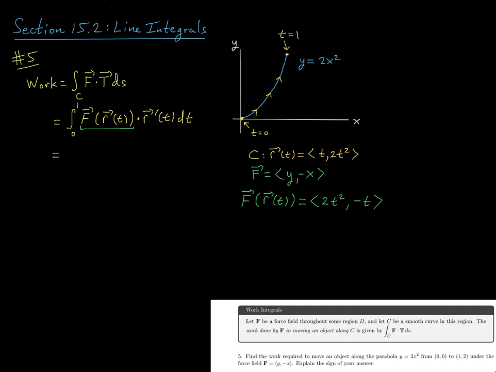Now we're also going to need the derivative vector, r prime. I'll compute that here. So this is going to be ⟨1, 4t⟩. And so then we can go ahead and punch those in. So we have our F evaluated along our path here in green, and then we're dotting that with this derivative vector in blue.